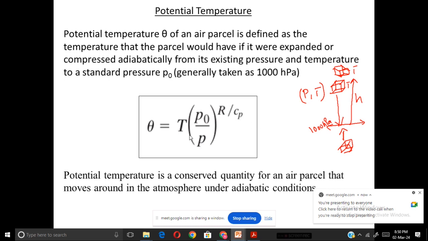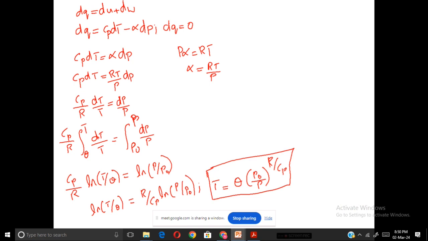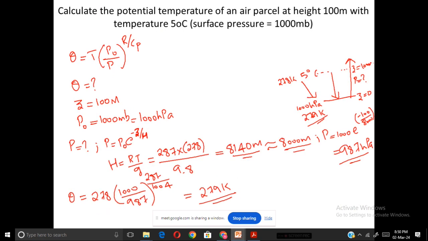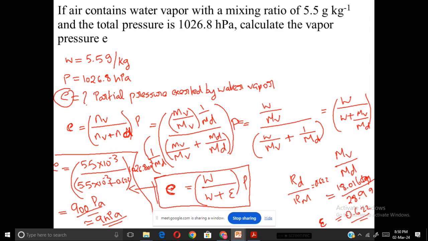And this is a conserved quantity. When we are considering air parcel motion in the atmosphere, potential temperature is said to be a constant, or a conserved quantity. So that is potential temperature. And we just learned how it is derived. Then we did some problems.